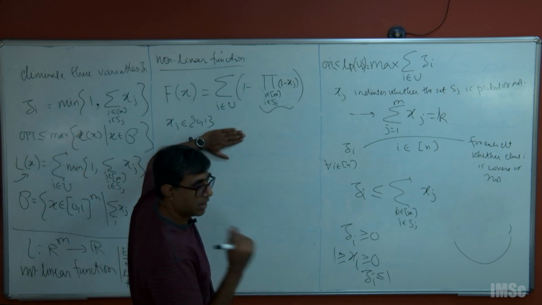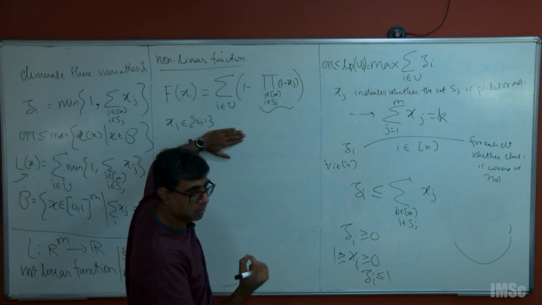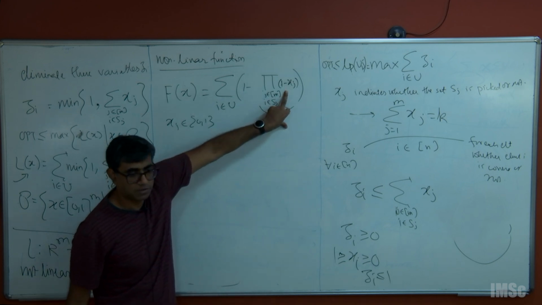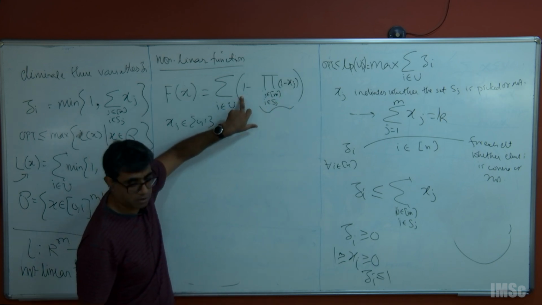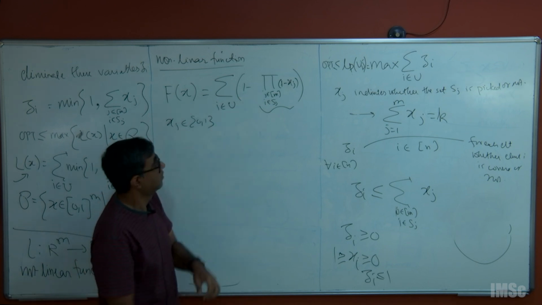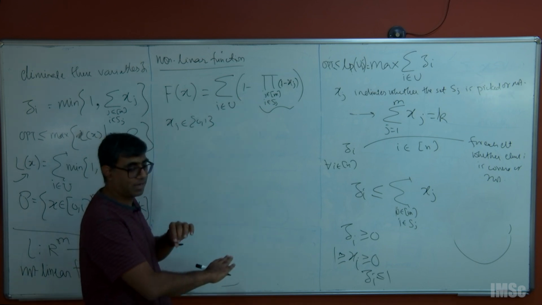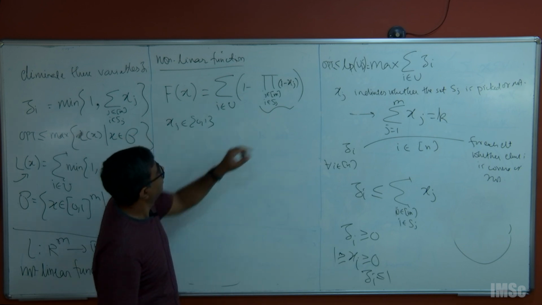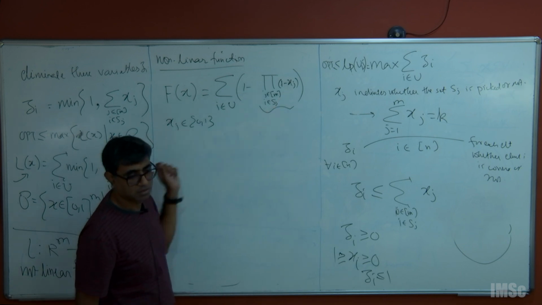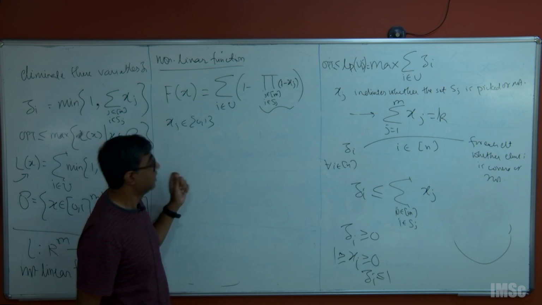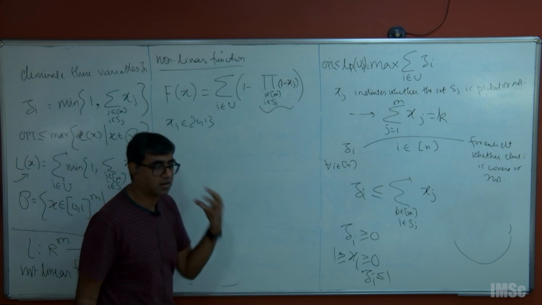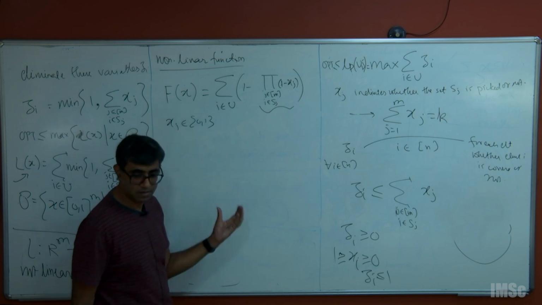Imagine yourself, if a set is picked in which i is there, this term will become 0. It means that term will contribute 1. But if some element is not picked in any set, then this product term will be 1, so 1 minus 1 is 0. So this precisely counts the number of elements that are covered by my k sets.